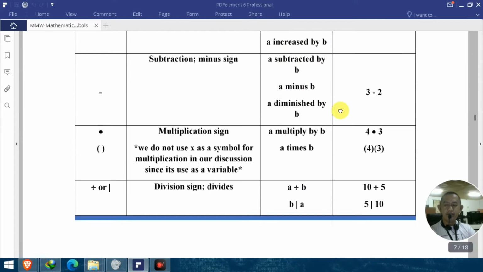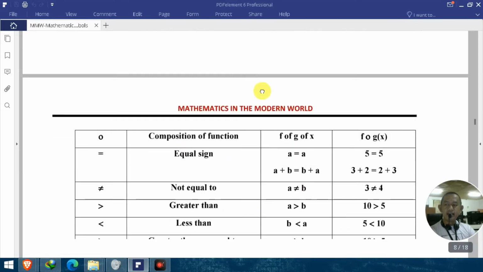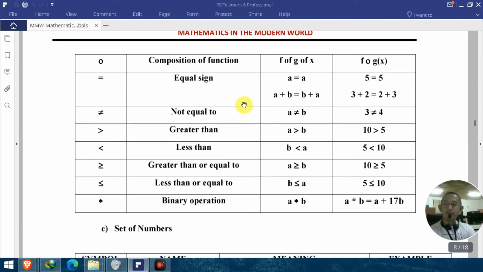So this is an example. Multiply, times, it's the same thing. And then we have the last part here, equal sign, not equal to. For example, 3 is not equal to 4. And then greater than, this is true, 10 greater than 5. Less than is 5 less than 10. Greater than or equal to. Normally for this one, the first thing that you're going to compare is the greater than, and then later the equal sign.